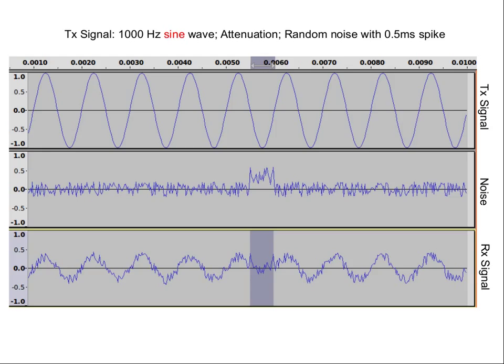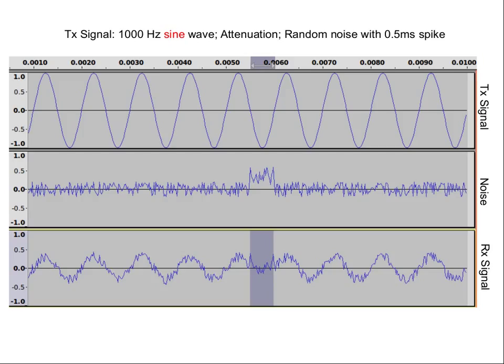In a later topic, we'll do some calculations to determine in practice how much do we lose related to distance and other factors. But for this example, I say the signal is half the strength of the transmitted one. But in addition to the attenuation, there's also noise. And the middle plot shows the noise.